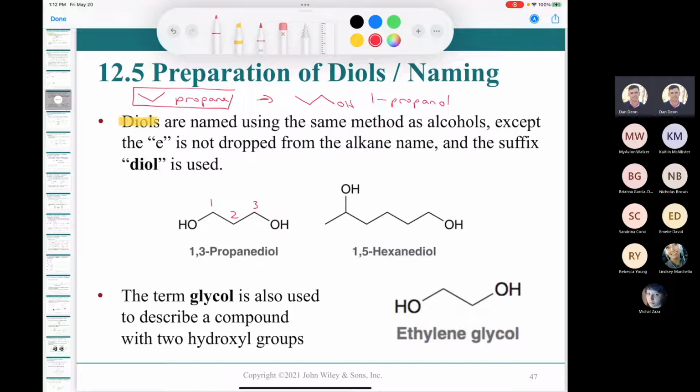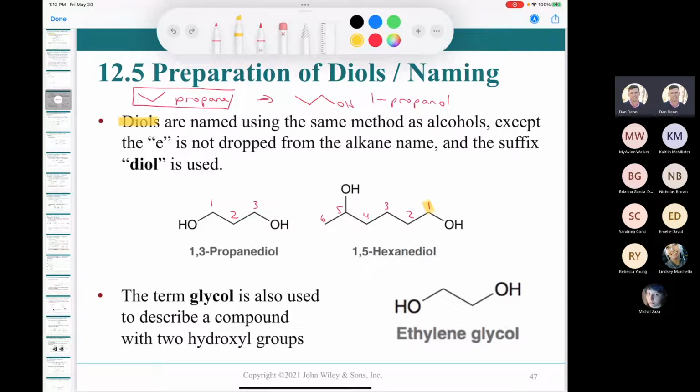We have another compound here. We have hexane as our longest carbon chain. 1, 2, 3, 4, 5, 6. And we want to number it in such a way that we give the first hydroxyl the lowest possible number. And hence this compound would be 1,5-hexane, without dropping that E, diol.